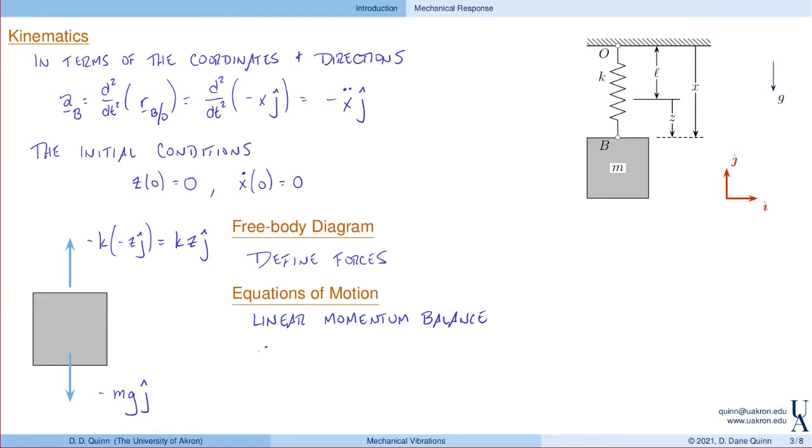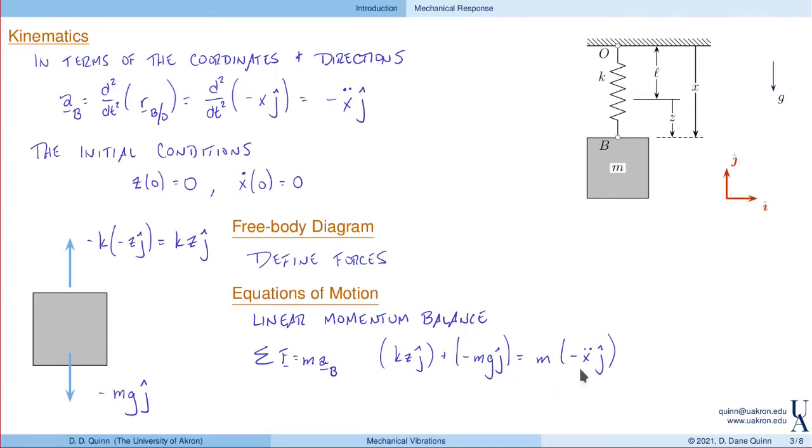And that's the sum of the forces equals the mass times the acceleration of the block. So really at this point we just take everything that we've done before and toss it into this equation. So the forces: k times z in the j direction, and minus mg in the j direction. And that's going to be equal to the mass times the acceleration, minus x double dot in the j direction.